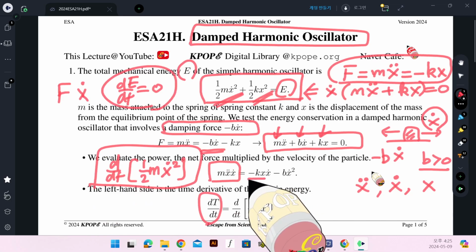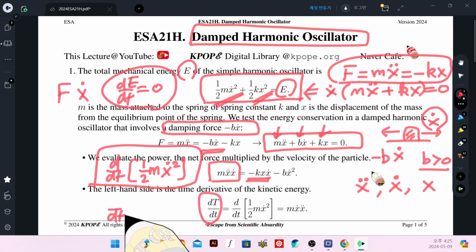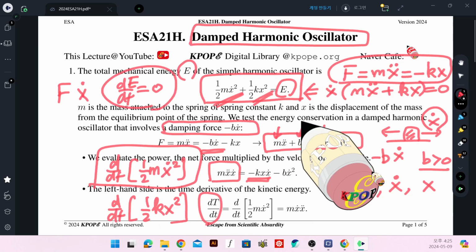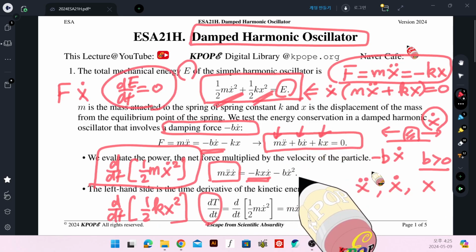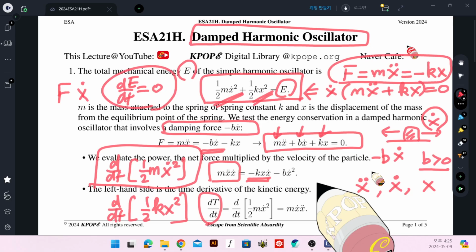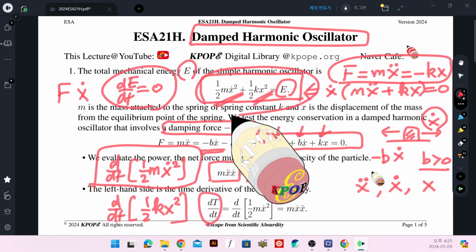And this one, we remember, corresponds to the time derivative of the potential energy of the spring, as long as there is no damping force. And if the b term, this damping force contribution, does not exist, then we can reproduce the relation of the total mechanical energy conservation.